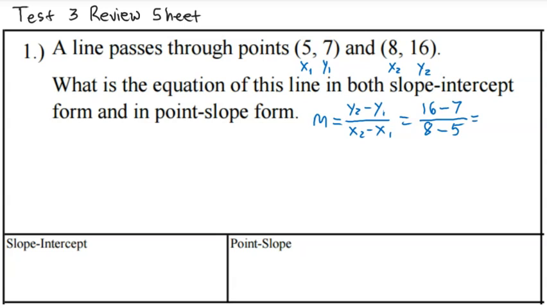And so 16 minus 7, that's 9. And 8 minus 5, that's 3. And 9 divided by 3 is 3. And therefore the slope, m, is 3.